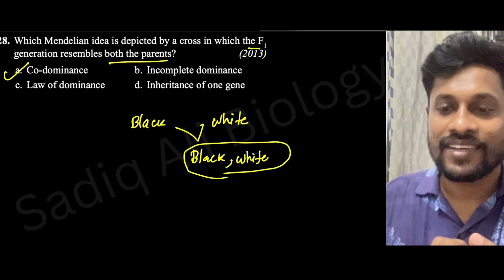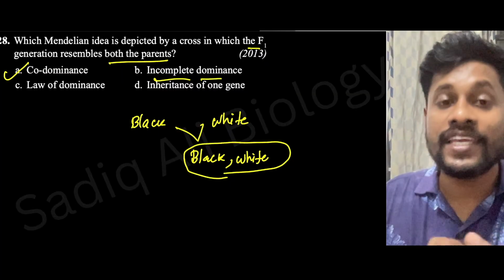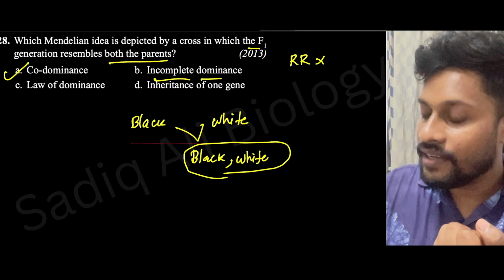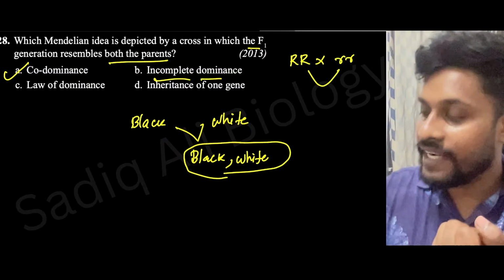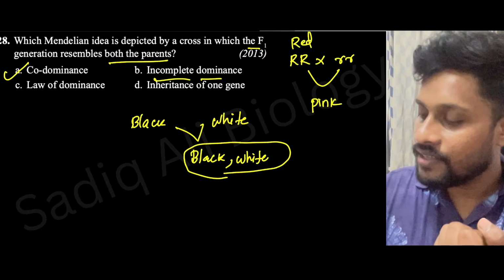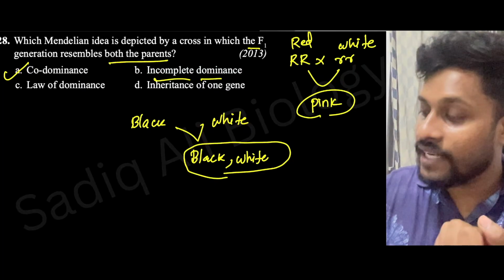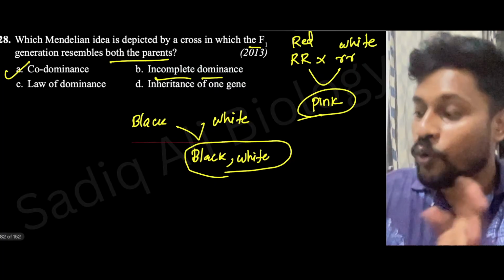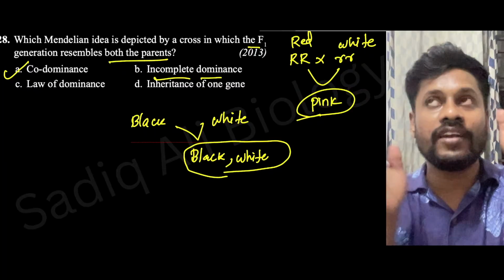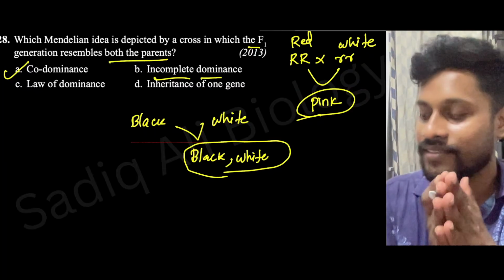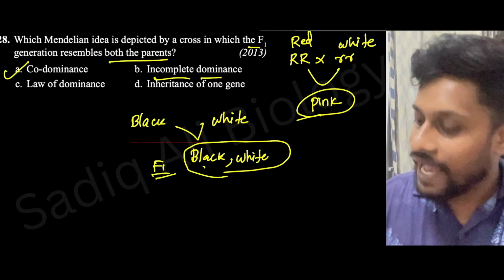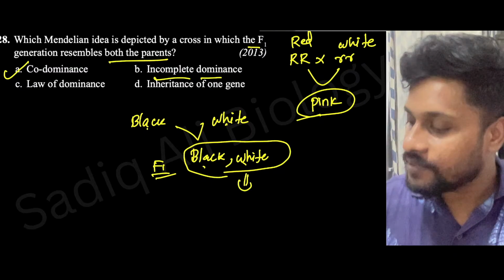Codominance. Now you know why it is not incomplete dominance. Many people may think it is incomplete dominance. In incomplete dominance, when we cross red and white, we get pink. This is red, this is white. What we are getting is pink, which means F1 does not have both colors. F1 has an average color. Pink is an average color between red and white. But here, what is the difference? In the F1 progeny, both black and white come. This is called codominance.